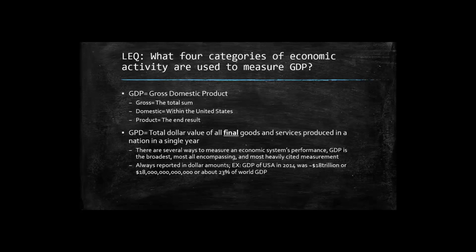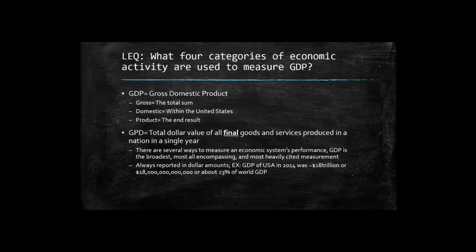Now what I want you guys to understand is that there are several ways to measure a nation's economic performance. Keep in mind our standard, identify broad economic goals. So one of the economic goals of the nation is simply to have a strong economy. Now there are many ways to measure the strength of economy, and GDP is by far and by large the most powerful indicator of economic performance. It's the most cited measurement of economic performance.